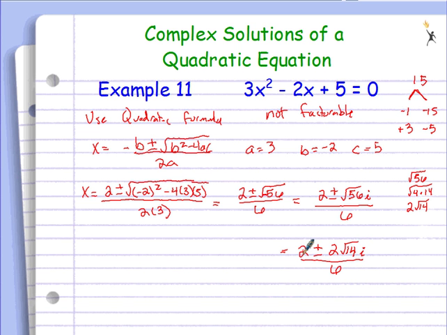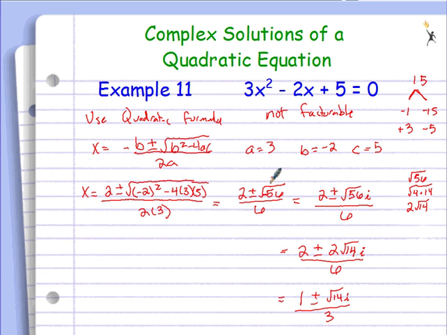But again, if you look at these three numbers, notice I'm not looking inside the radical, so I'm looking at 1, 2, 3. Are they all reducible by the same number? And the answer, of course, is yes. I can reduce them all by 2. So that would give me 1 plus or minus square root of 14i over 3. And there's my final answer. Okay?